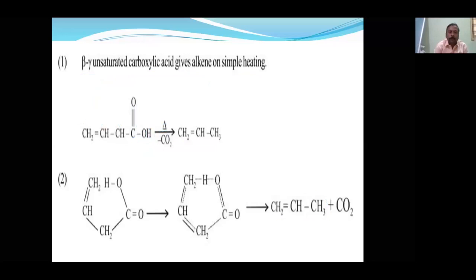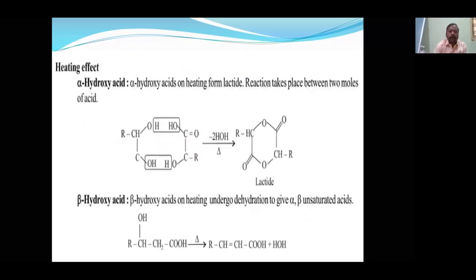Now let us see the next one. Heating effect. There are some direct answers. If it is an alpha hydroxy acid, alpha means, see, I will write it like this, CHOH. This OH is there. Now it is not called alcohol. It is called a hydroxy. So this is alpha hydroxy carboxylic acid.